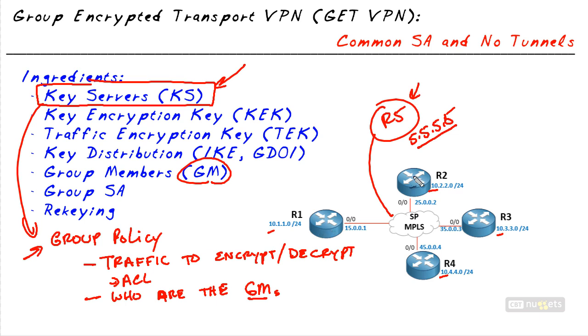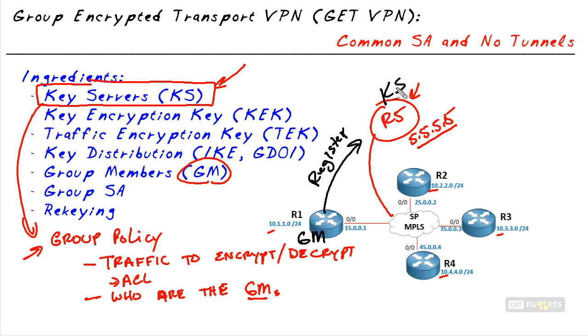So if R1, R2, R3, or R4 want to become group members, they need to first of all be configured to be told, okay, who is the key server? So we would tell R1 that the key server is 5.5.5.5. We could also set up backup key servers for fault tolerance purposes. And what R1 will do, it'll go ahead and register with that key server. Now R5 is acting as the key server and R1 as a group member.